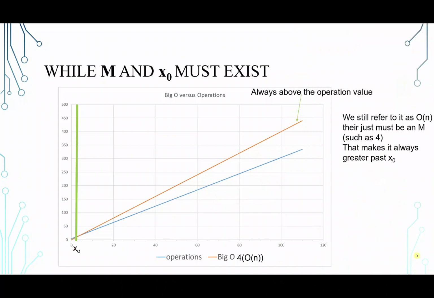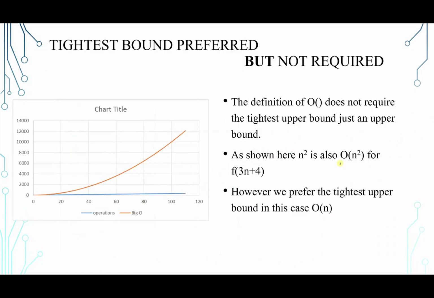Okay. So here is also a bigger chart, and you understand that we still refer to it as big O of n because we have m, such as 4, that makes it always greater than the actual equation we have as long as it passes x0. So the tightest bound is preferred. What do I mean by that? Remember that we have this f of n. We have 3n plus 4.